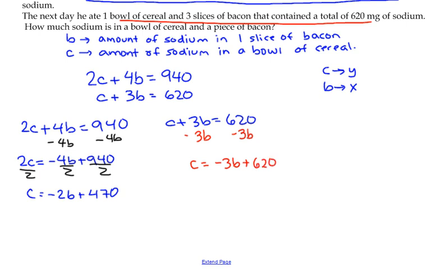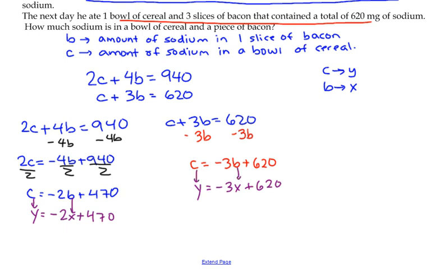So in our calculators, we can't put in C's and B's. We have to use X and Y's. So if you want, you could even rewrite each equation. This is Y equals negative 2X plus 470. You have to remember that you made your B your X and C your Y. Y equals negative 3X plus 620 again.